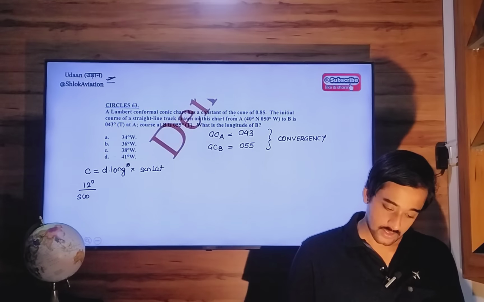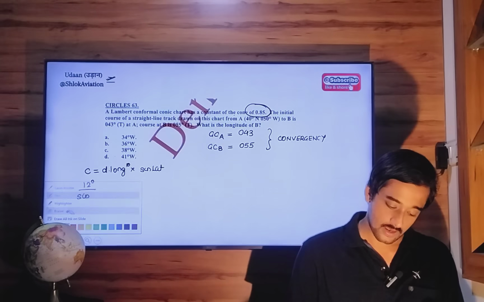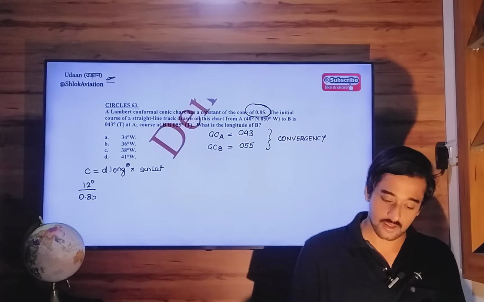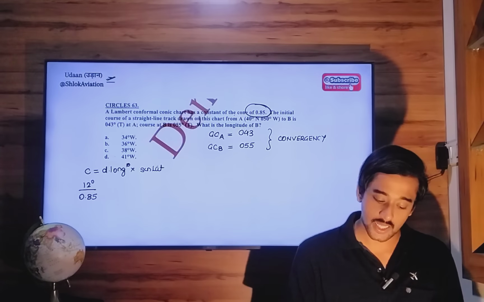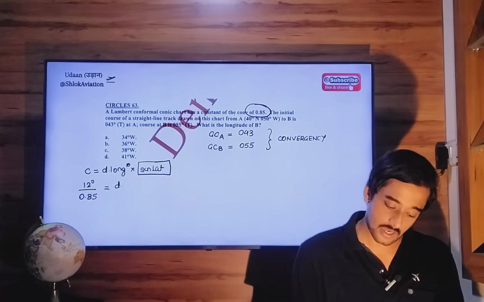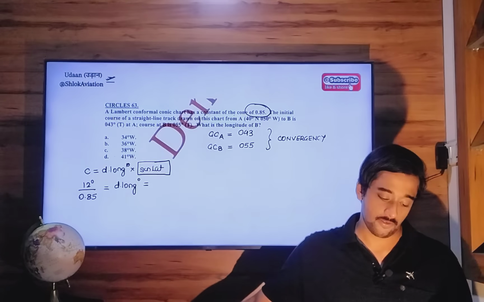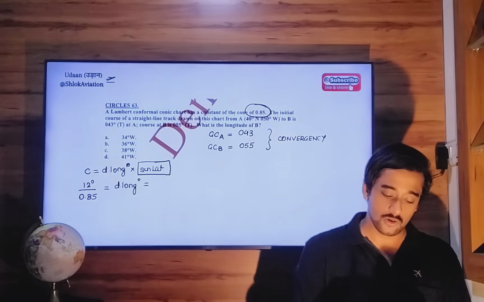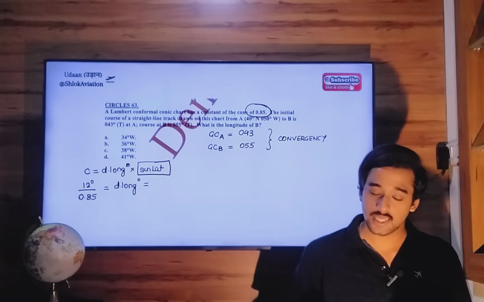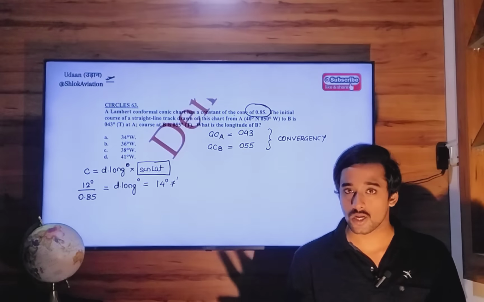So sine latitude is 0.85. They have given the constant of cone 0.85. Constant of cone is nothing but another term for sine of latitude. Okay, so d long in degrees: 12 divided by 0.85 will be equal to 14 degree 7 minutes, or approximately 14 degree.